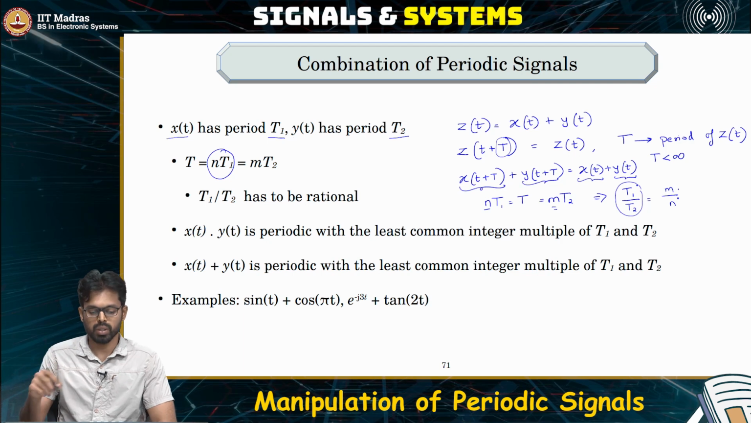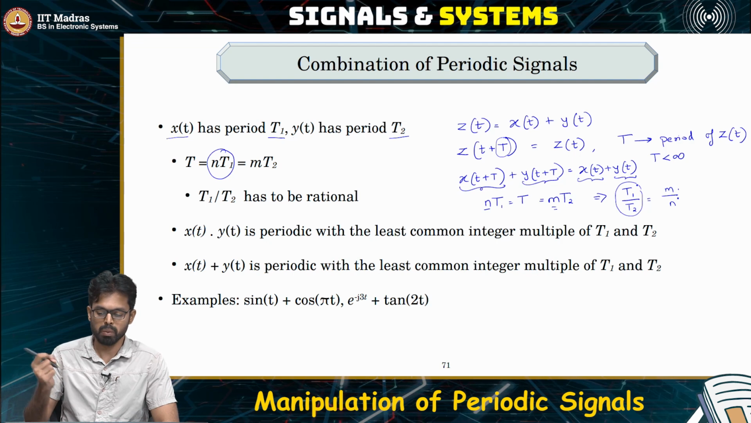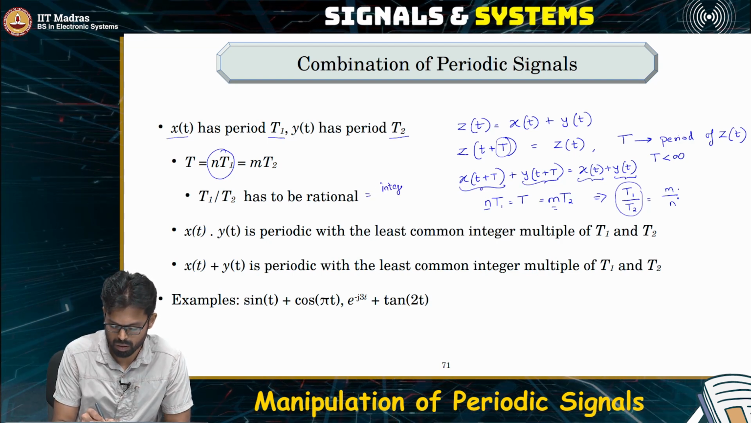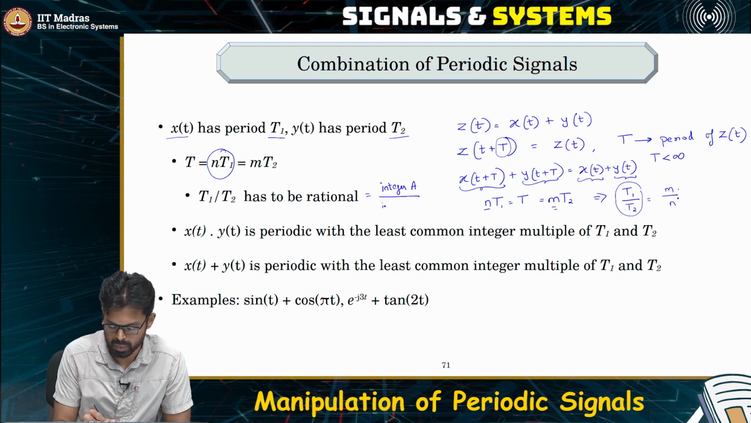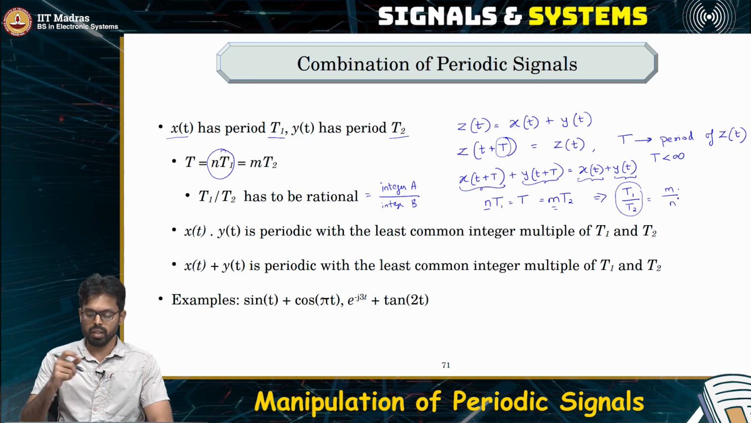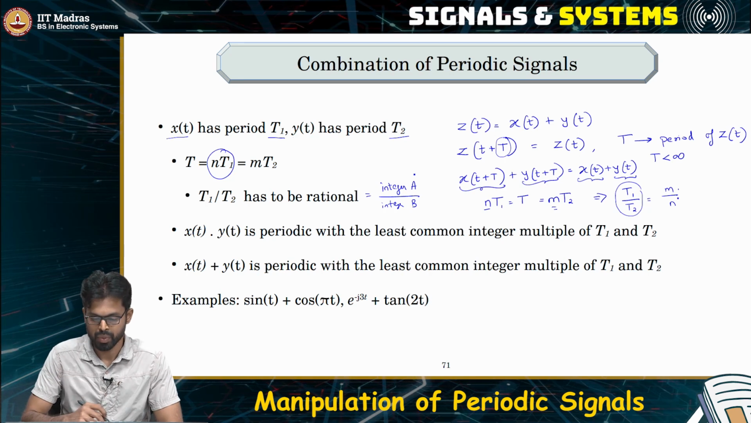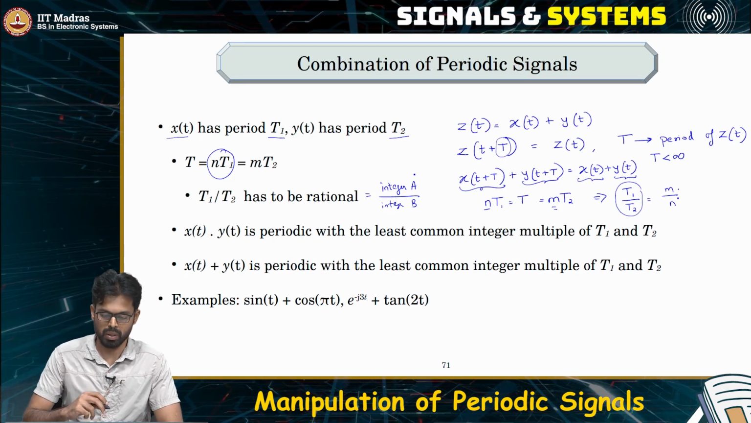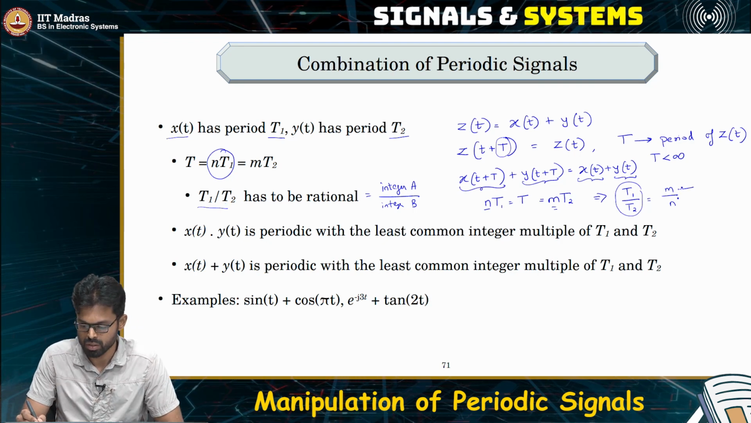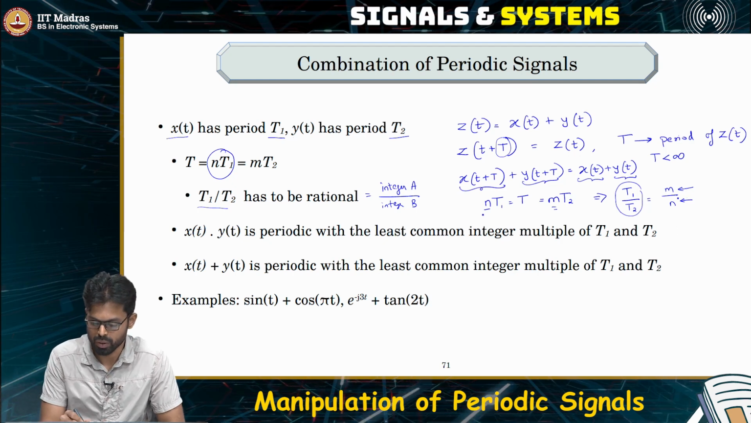If this ratio T1 by T2 is rational, what do we mean by rational? A rational number is any number that you can express as some integer a by another integer b. So if you can express a given number as a ratio of one integer to another integer, then you claim that number to be rational. If T1 by T2 is a rational number, then we can find the corresponding integers, and once you find them, you can find T from here.